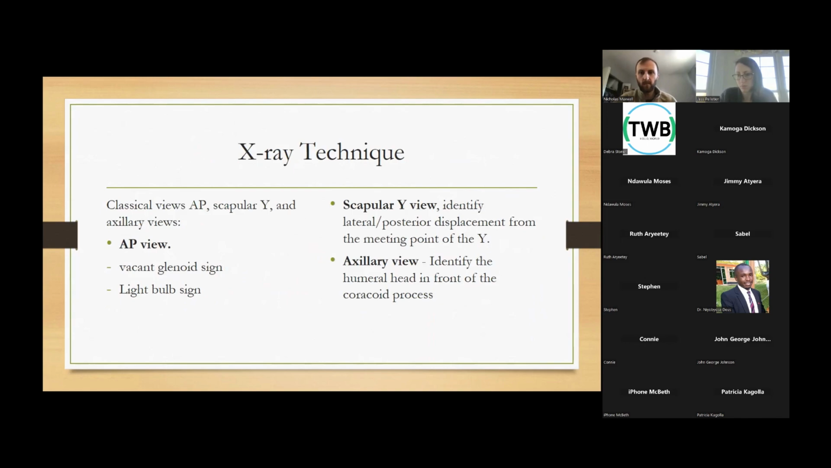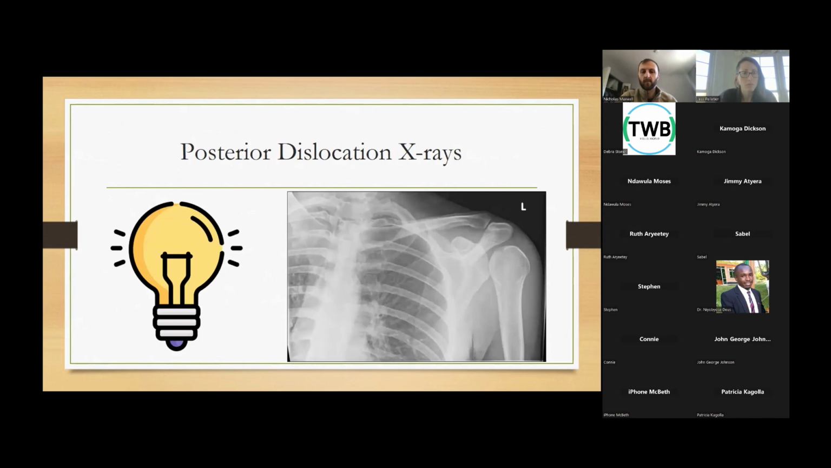Imaging techniques are really the same as for anterior dislocations, and we essentially want to obtain the AP view and the scapular Y views, and we can obtain an axillary view in case we can't obtain these first two views because they're really diagnostic, and if you can have them, then they should be your go-to imaging views before you think of anything else. So there are some slight differences on how these images look.